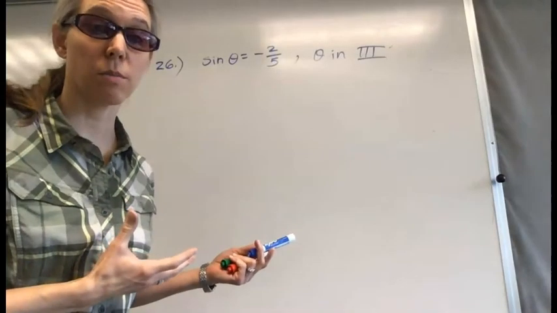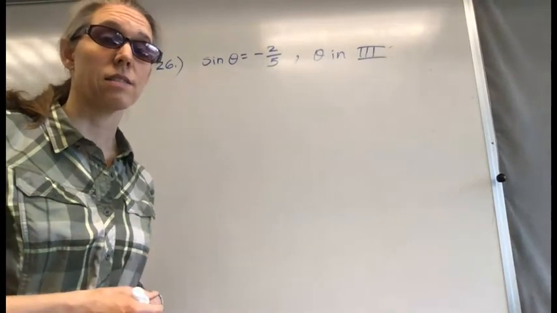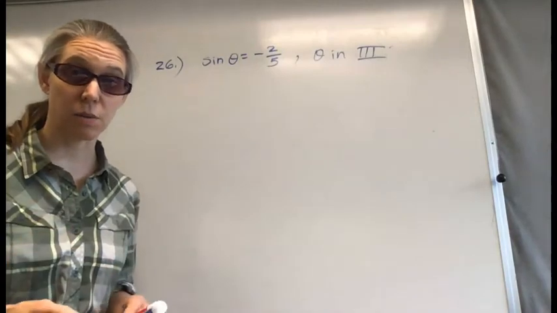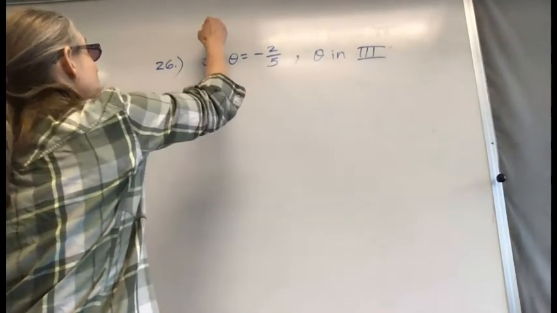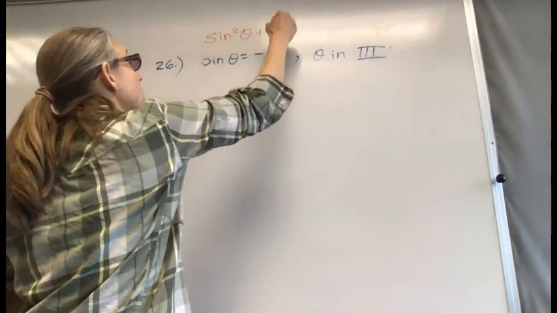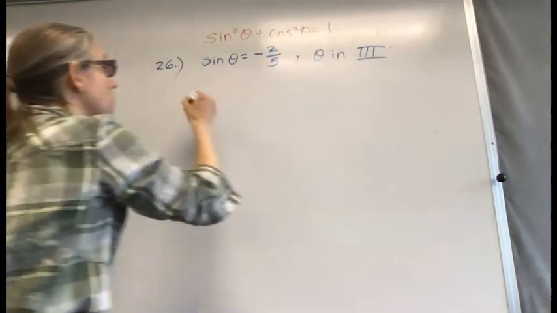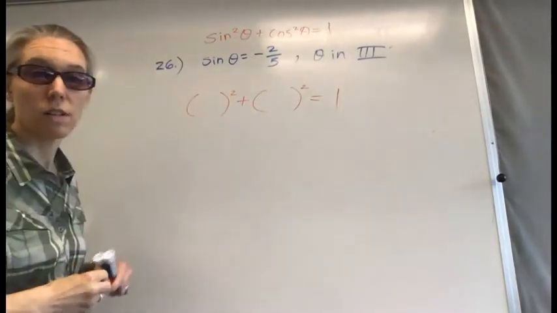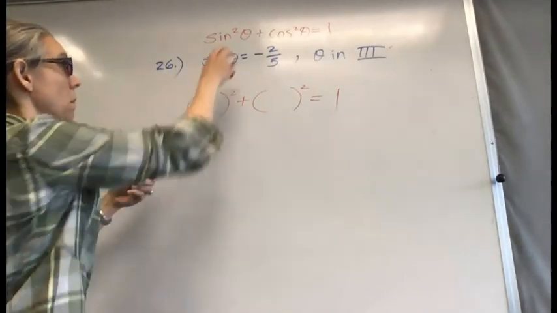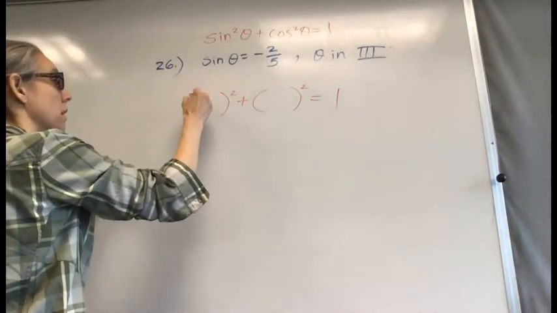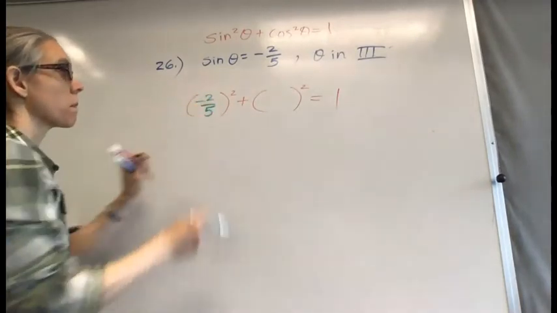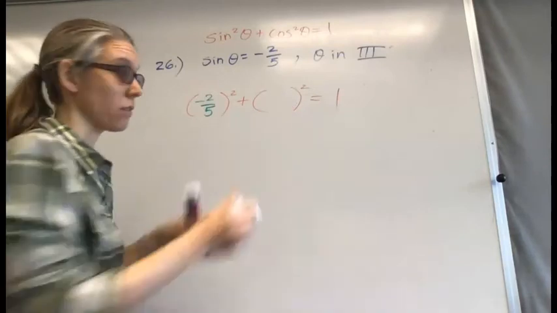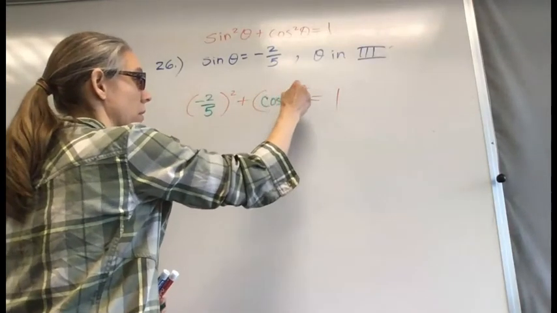Okay, so here is question number 26 from My Open Math. Instead of drawing a triangle, I'm going to use sine squared plus cosine squared is equal to 1. So, sine squared, negative 2 over 5. Cosine squared, I don't know what cosine theta is, so let me just write cosine of theta.